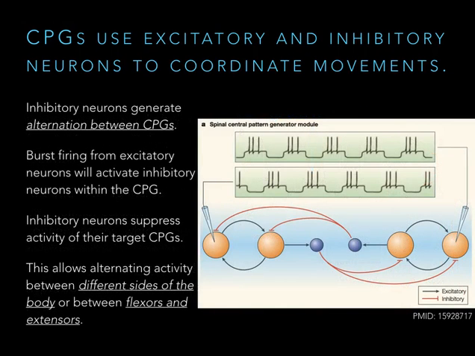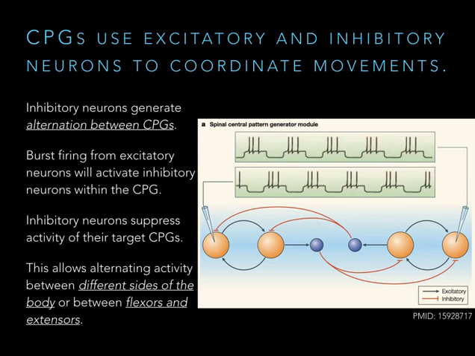So the excitatory neurons are there to drive burst firing and then turn themselves off. The inhibitory neurons are there to create that alternating pattern between the central pattern generators. So you can do left, then right, then left, then right. Because as those excitatory neurons are burst firing, they're driving the activity of that little blue inhibitory neuron, and that keeps the excitatory neurons off in the corresponding central pattern generator on the other side of the body. So the excitatory cells themselves are driving this, the burst and then the pause. And the inhibitory neurons are helping to coordinate this between the two sides of the body.